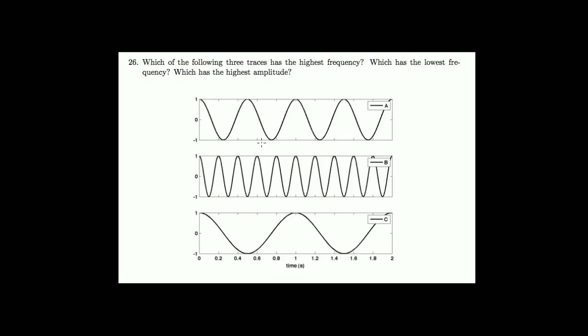Hi, and welcome back. So in this problem, we're going to be doing problem number 26 out of the first recitation for signals. And the problem is this. Which of the following three traces has the highest frequency? Which has the lowest frequency? Which has the highest amplitude?